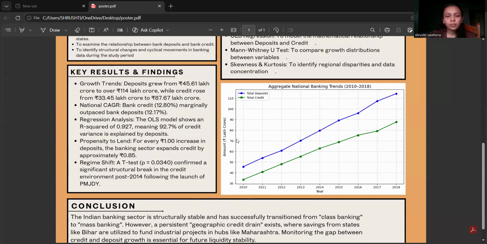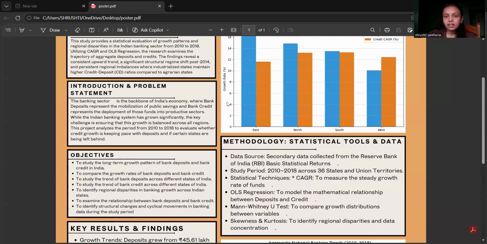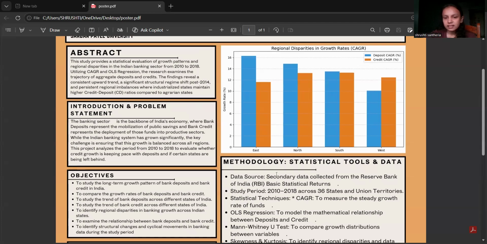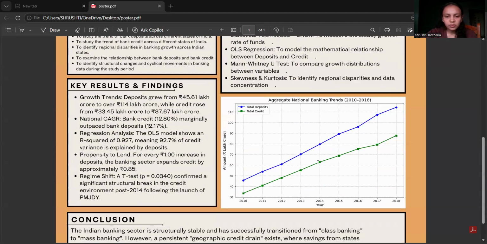Okay. And from the results, we can see that the Western states are more developed and Eastern states are still developing. That's the reason the graph shows that as these states are still in the developing stage, they grow at a faster rate. So here Eastern states are growing at a faster rate. As Western states, like metropolitan states like Maharashtra, are already developed, they grow at a slower rate, and northern and southern states are balanced.